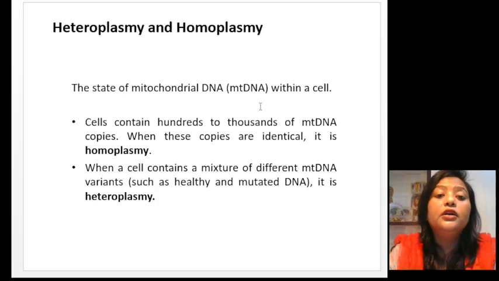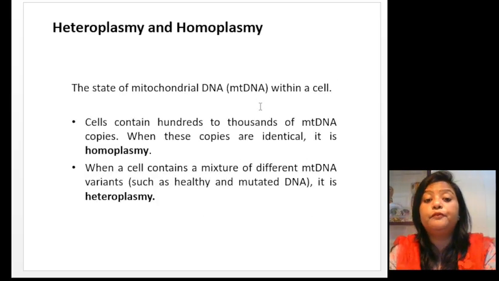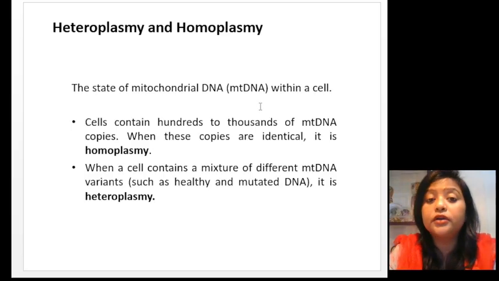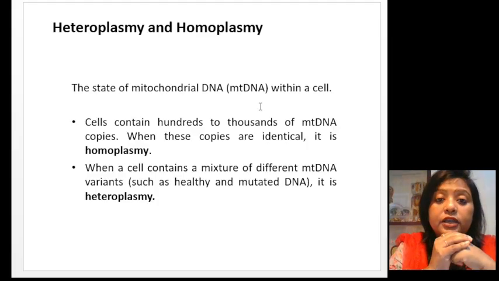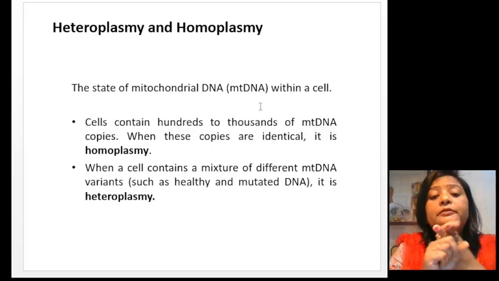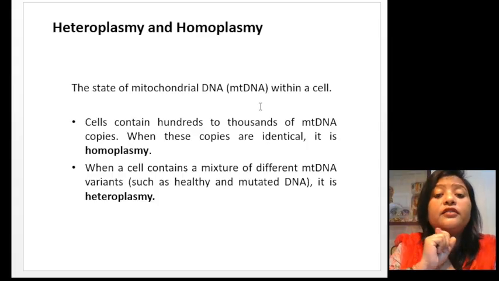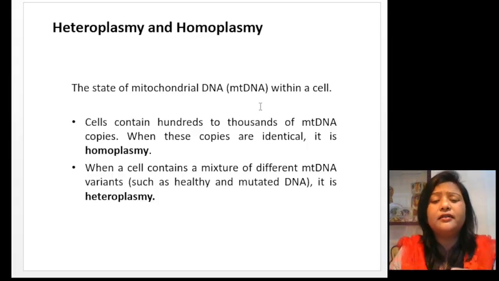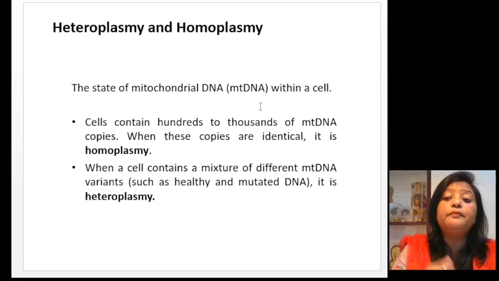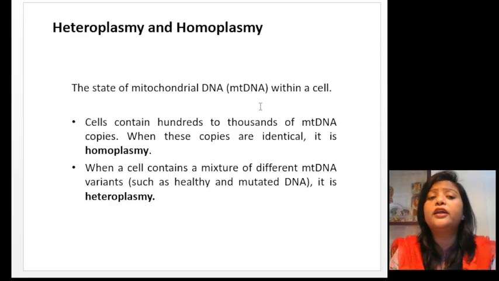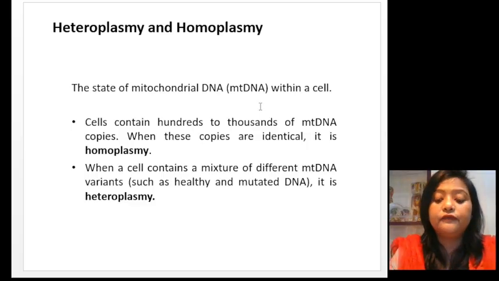Fine. Now we'll come to heteroplasmy and homoplasmy. Remember we did this previously; I spoke about the word, so now we'll talk about it. Both heteroplasmy and homoplasmy are states of mitochondrial DNA within a cell. Suppose the cell contains thousands of mitochondrial DNA copies. When all of these copies are identical, it's called homoplasmy. Homo means same, hetero means different. When a cell contains a mixture of different mitochondrial DNA variants, like healthy as well as mutated mitochondrial DNA, it is called heteroplasmy.